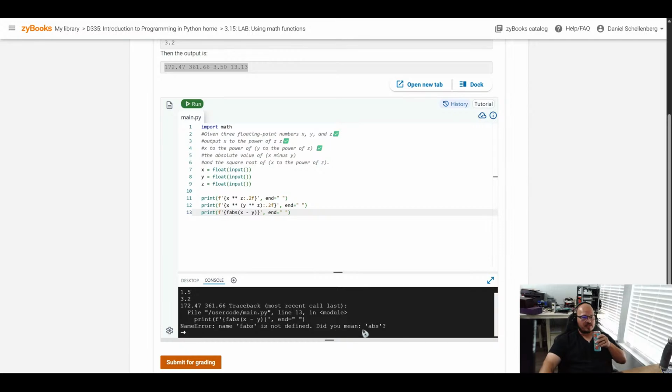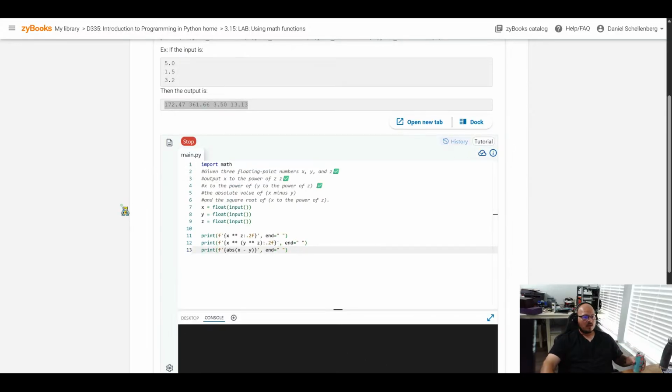Did you mean abs? Do I need to use abs? Why can't I use fabs? So let's do abs and see if that does it. Because I feel like there's a time that you would use abs and a time you would use fabs. But let's try this, 5.0, 1.5, 3.2. Okay, perfect.